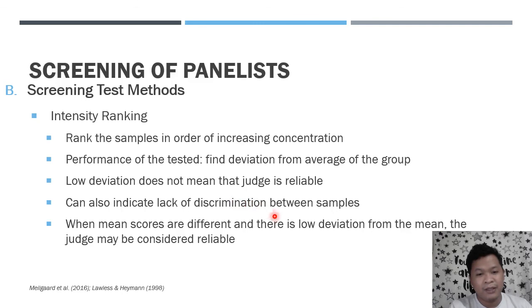So we can consider a judge to be reliable if there is low deviation from the mean, but the mean scores of the panelists are different.